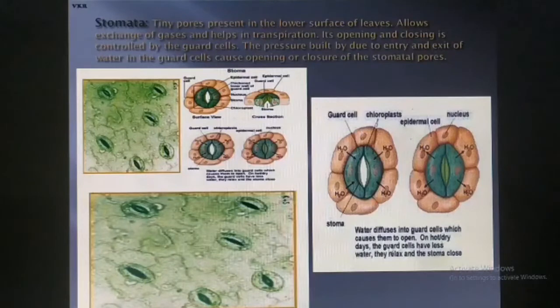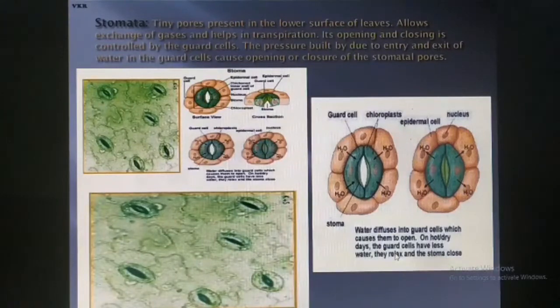On hot or dry days, the guard cells have less water and they relax. When they relax, the stomata closes. So you can just imagine, you join two palms together, and once you straighten the palms, the stomata closes. Once you make them curved, then the stomata opens. This is all happening due to the turgor pressure built up by entry or exit of water into the guard cells. So swelling of guard cells causes opening of stomata, and drying or contraction of the guard cells causes closure of stomata.